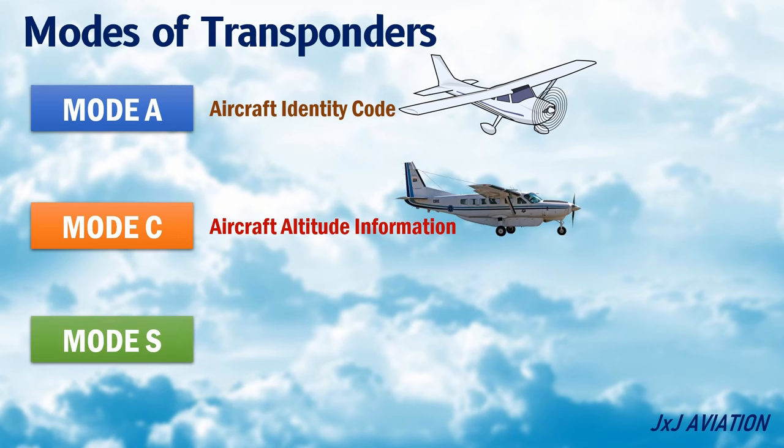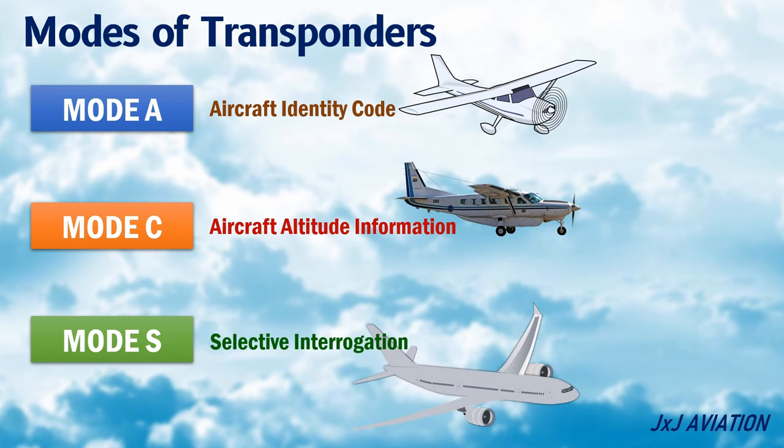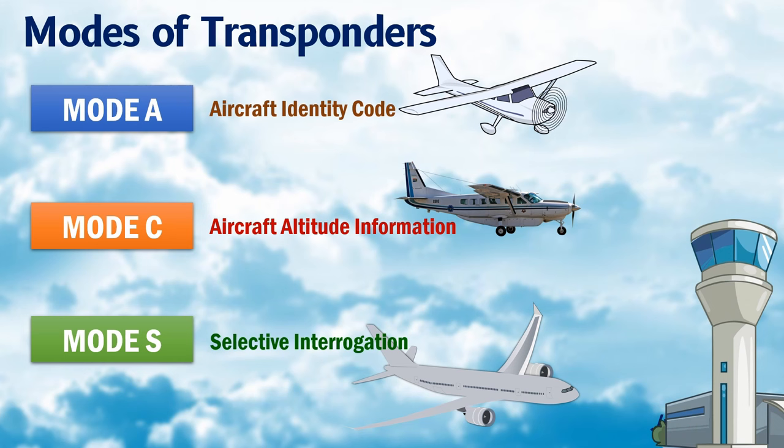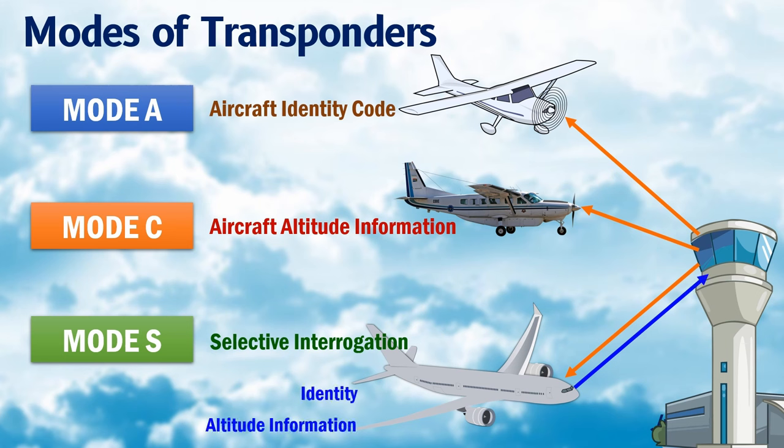Mode S. This transponder has the capability of selective interrogation. Selective interrogation refers to an interrogation signal, which is meant for one particular aircraft. Only that aircraft will send a reply signal, with the identity and altitude information. These transponders can interoperate with aircraft having Mode A or Mode C transponders.